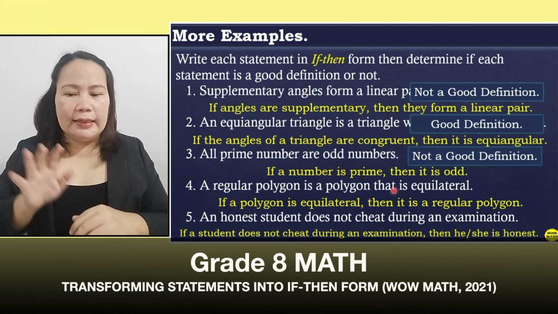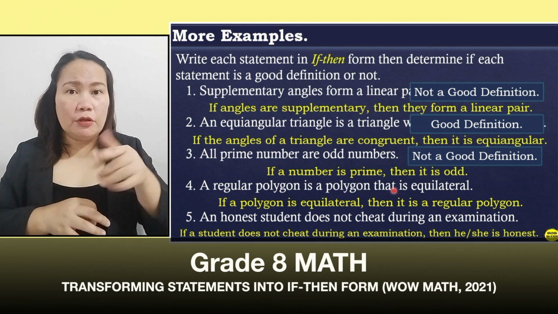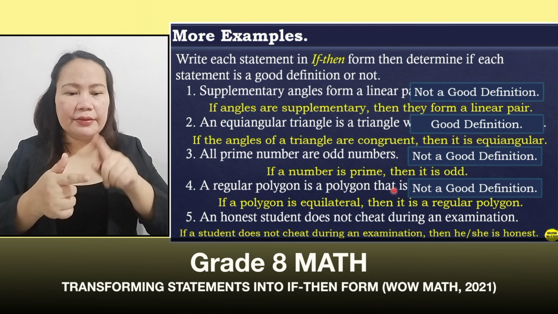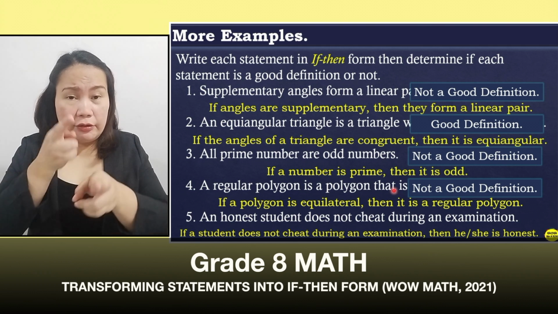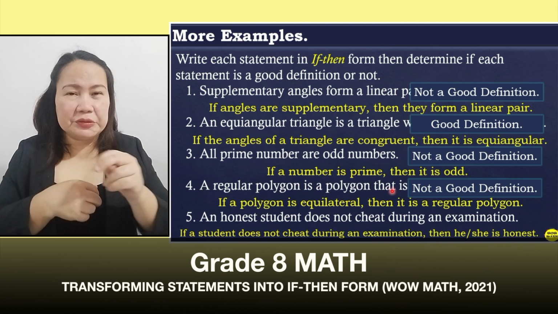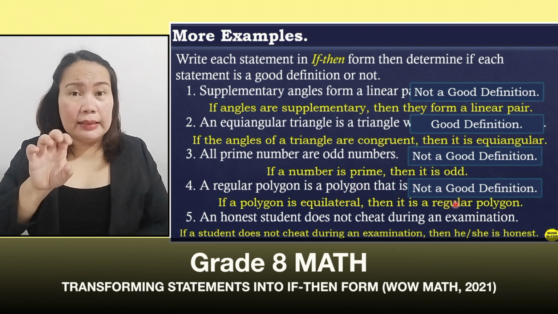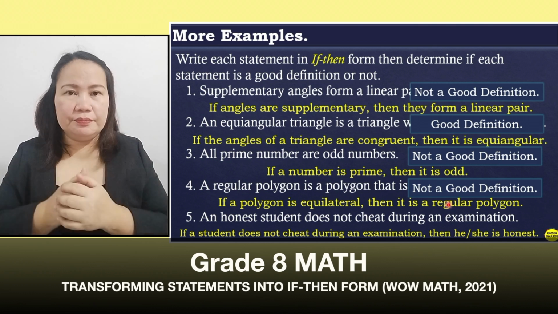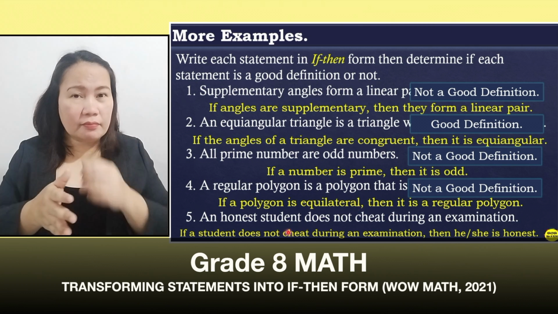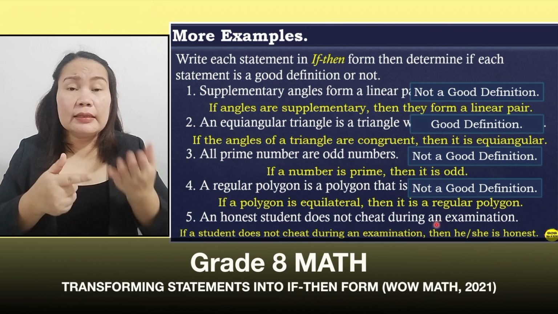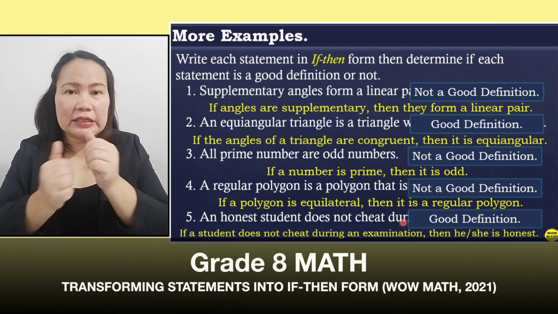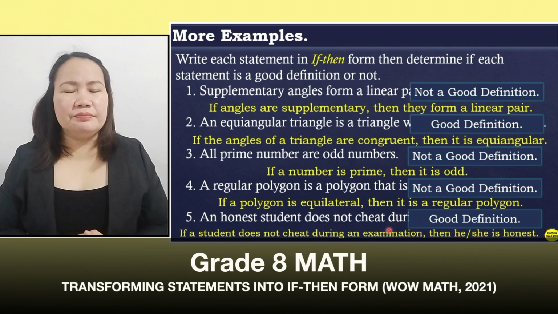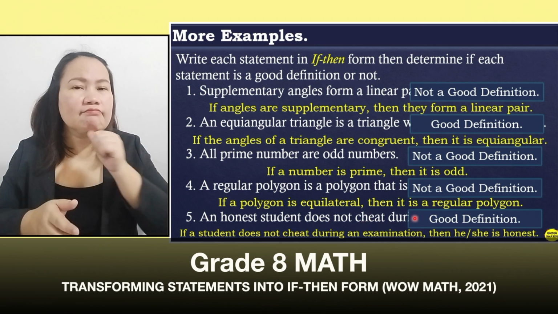Next, if a polygon is equilateral, then it is a regular polygon. So this is not a good definition. Kasi pag sinabi nating equilateral, this is referring to a triangle. Okay? So if a polygon is equilateral, ang regular kasi ginagamit natin siya to all types of polygon. So pag sinabing regular, all sides are congruent. Okay? Next, if a student does not cheat during an examination, then he or she is honest. So this is a good definition. So an honest student can be defined by not cheating. So this is a good definition.